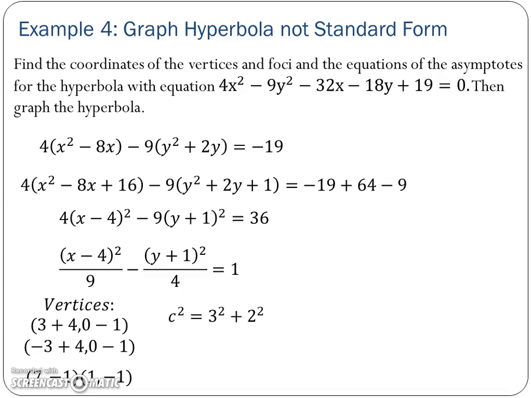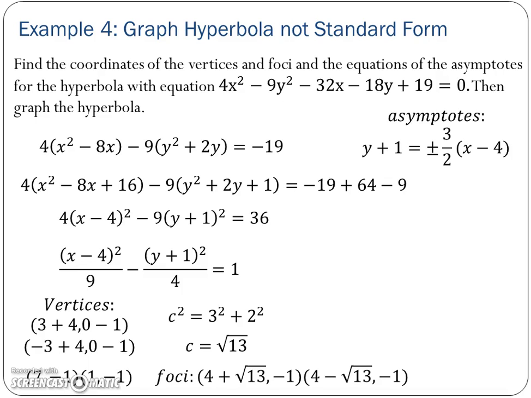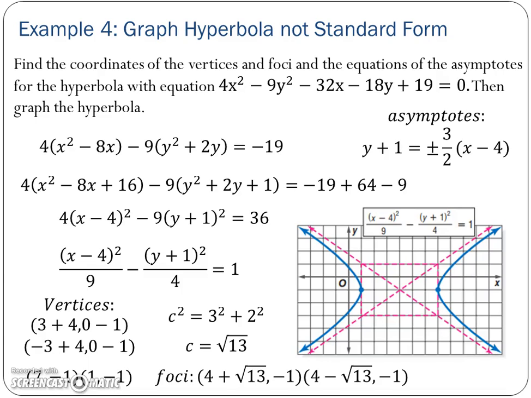c squared equals 3 squared plus 2 squared, so c is the square root of 13. To find our foci, we get (4 plus the square root of 13, negative 1) and (4 minus the square root of 13, negative 1), because that's where our h is. And then our asymptotes are y plus 1 equals plus or minus 3 over 2 times the quantity x minus 4. And then we graph our hyperbola. So we got our asymptotes that cut through, and then our transverse and conjugate axes with lengths of 3 and 2. Okay. So good luck on the practice.